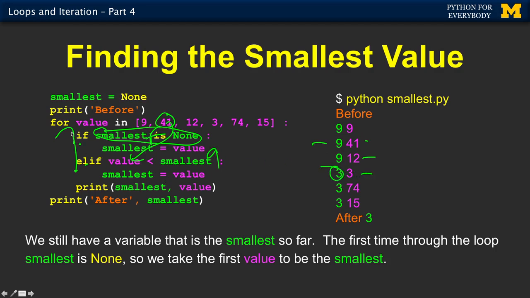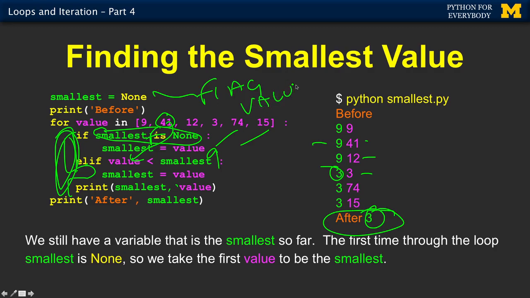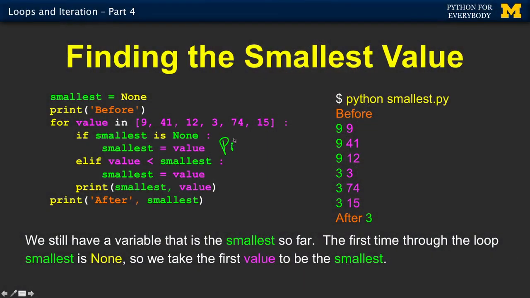3 works, so 3 causes this code to run, so we grab it. So 3 is it. Then we go through 74 and 15. It runs 2 more times. And then when we're all done, we get 3. This is a flag value that we're checking. And through the loop, smallest will only be none the first time through the loop. But after that, we'll just ignore this little part. This is another way to think about this is priming us. This is getting started.